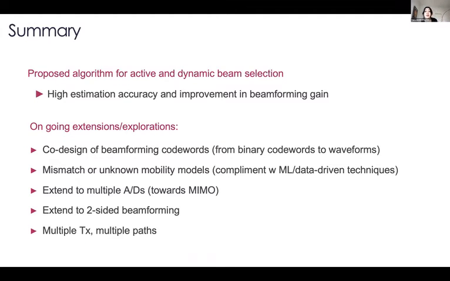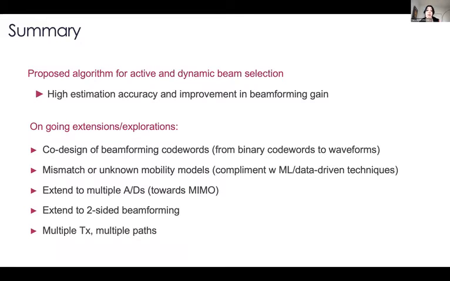Ongoing extensions: the first thing that I'm really interested in, joint work with my colleague Pia Pal, is co-design of the beamforming codewords. Right now, because of our background looking at this from an information theoretic, binary symmetric channel kind of world, going from binary codewords to waveforms will require us to really think about the geometry in much more interesting ways. So that's the first step.